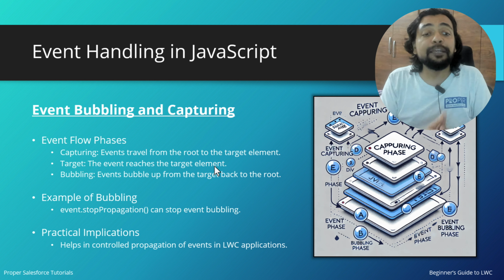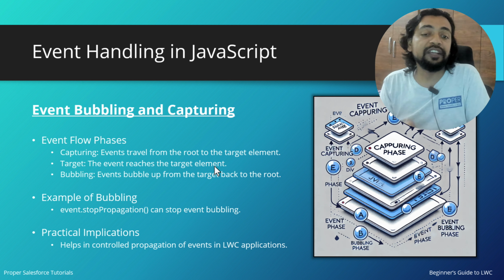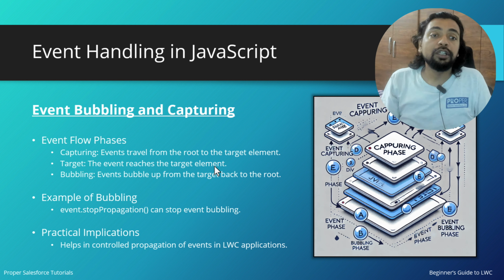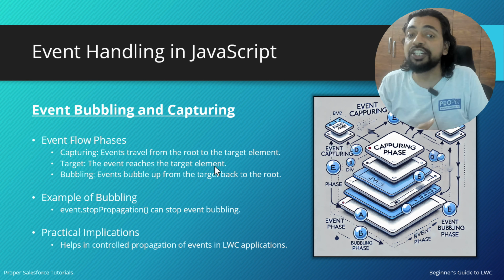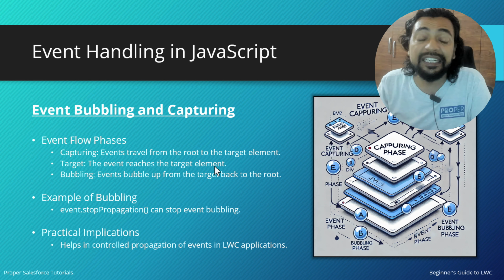What are the practical implications? It helps in controlled propagation of events in an LWC application. So if we use stopPropagation, it will help us in LWC to have controlled propagation. But let's see how these two types of propagation work.